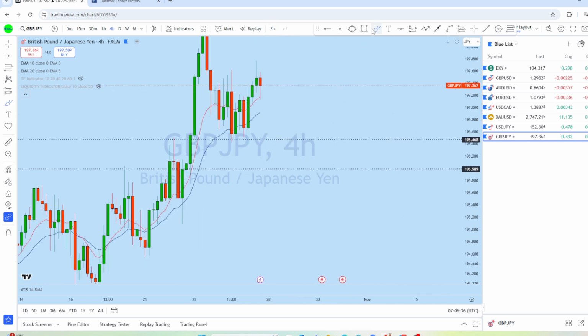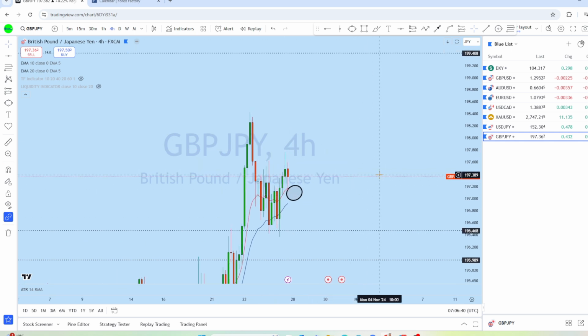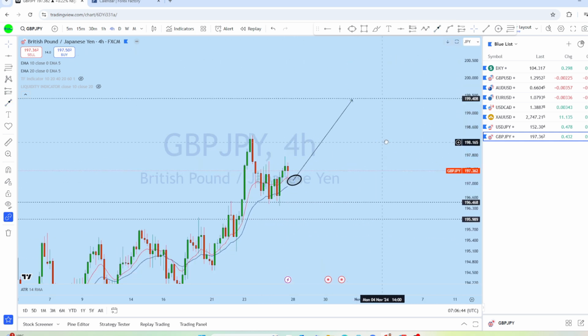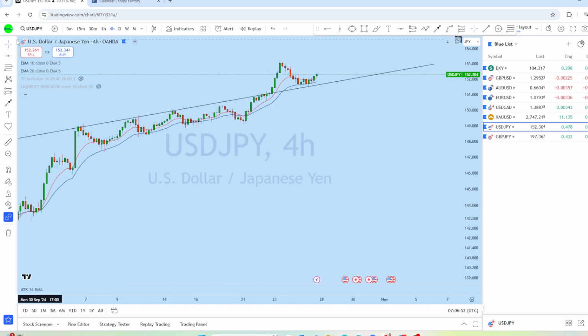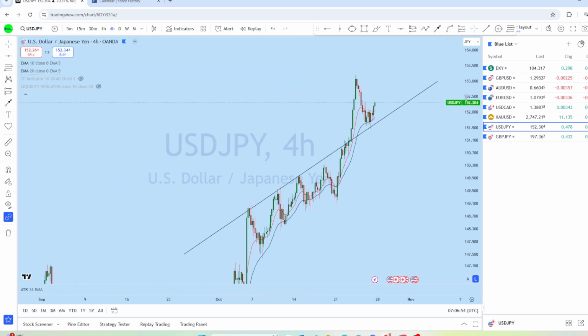So any pullback in that area can give us a potential entry, as this is the daily support. Expecting the market to respect that support and then continue to move back up, as this week is going to be very volatile for yen. Now let's look at dollar yen and see what kind of opportunity we have.